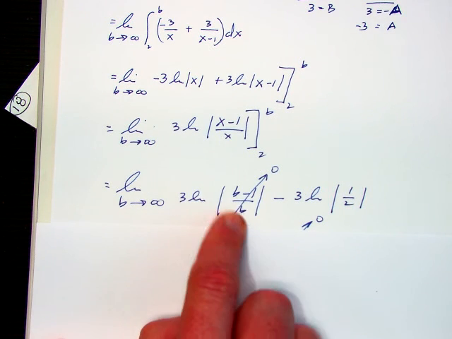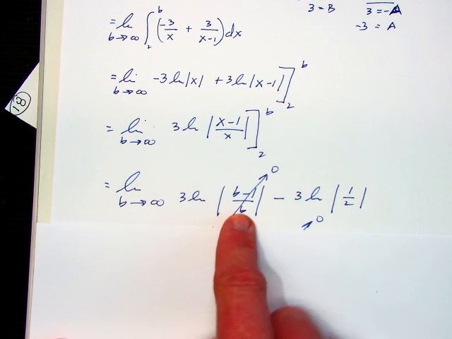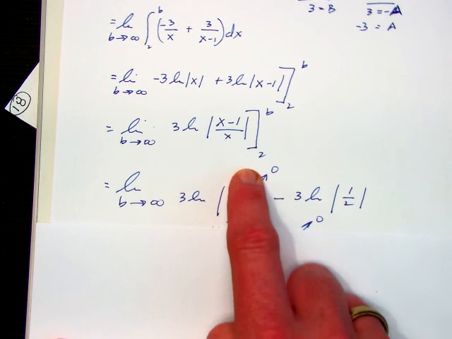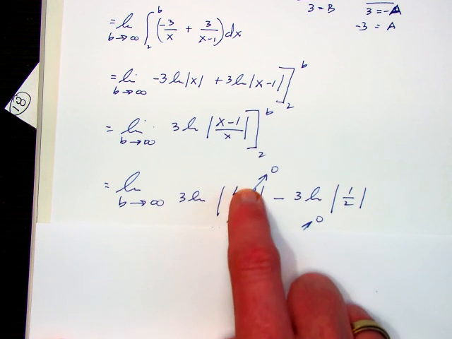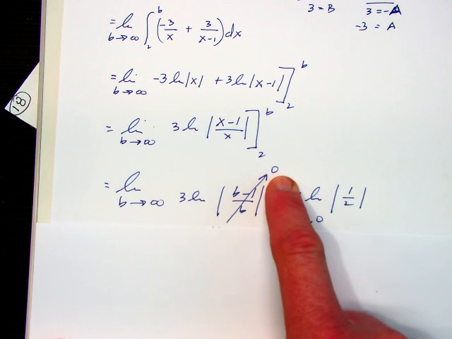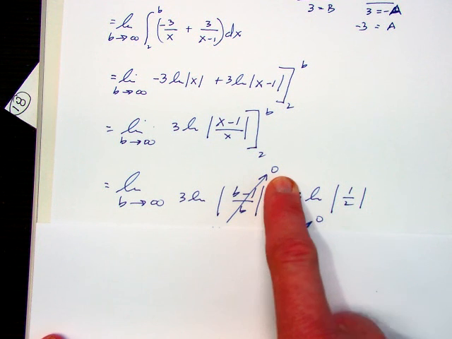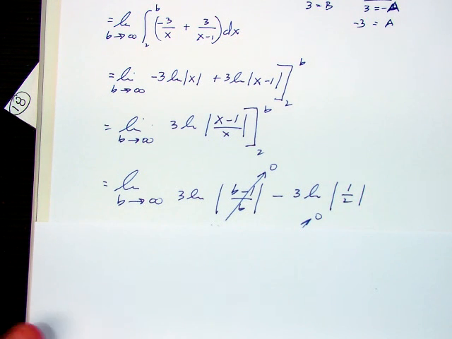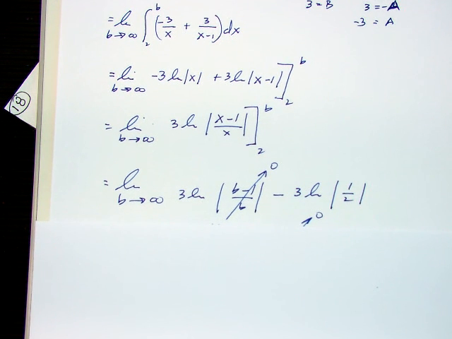Well, as you plug in b, I get b minus 1 over b. As b gets really large, this becomes a ratio of 1. Okay? And then the natural log of 1 is 0. That's a fact we've got to make sure we remember. Okay? The other one is I get negative 3 ln of 1/2. All right, that's not the answer in the book. I want to show you how to get to that.